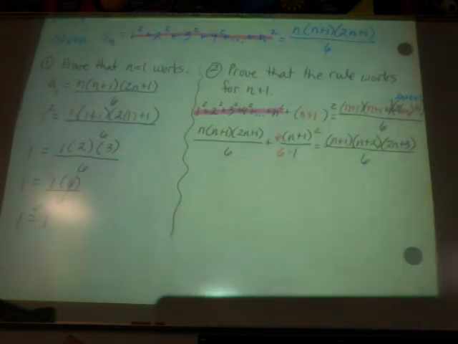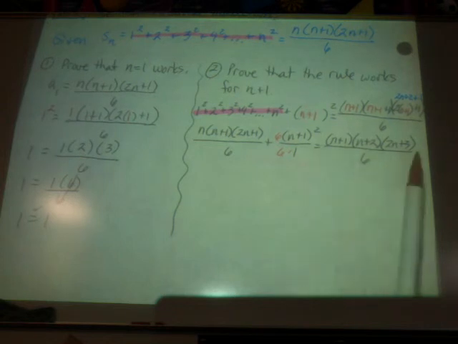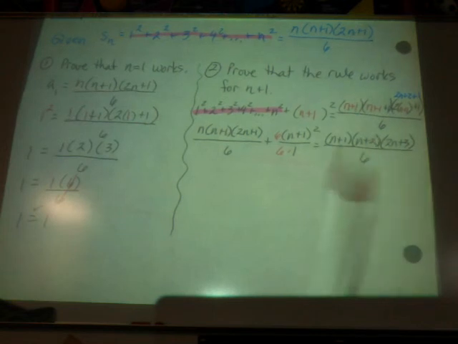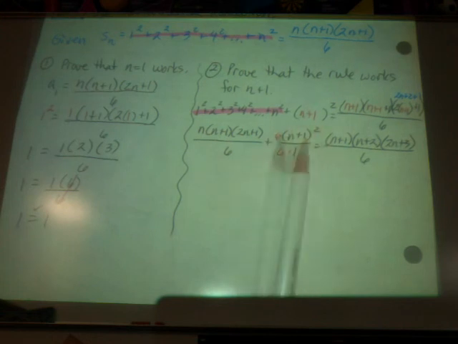And I'm going to incorporate that thing that we talked about with the last one. So use each situation as a new learning tool. Rather than multiply everything out, which would be a bit of a nightmare, I'd rather leave it factored. So if I've got to have something factored, look at this. These are all factors, and I've got a 6 as a factor, and I've got 2 n plus 1s.